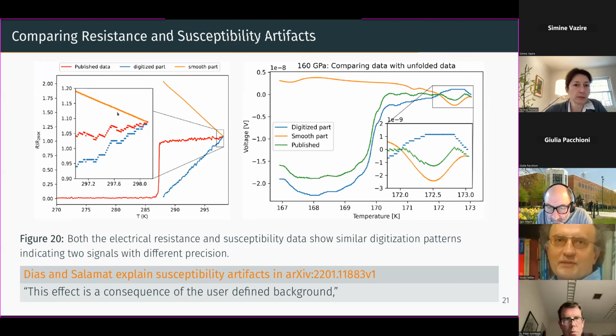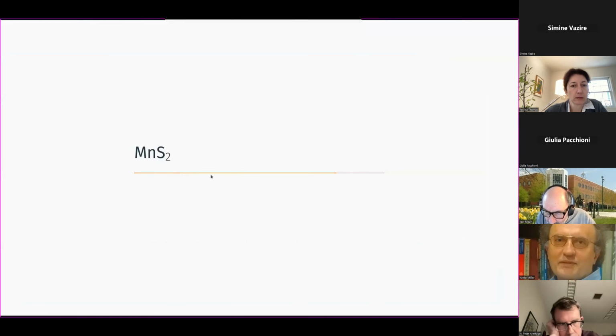So again, it looks like essentially there has been some background subtraction. So Diaz and Salamat explain these susceptibility artifacts in this arXiv article as being due to, they say, "this effect is a consequence of the user-defined background." Of course, in resistivity data, there should be no background, and certainly none is stated in the paper.